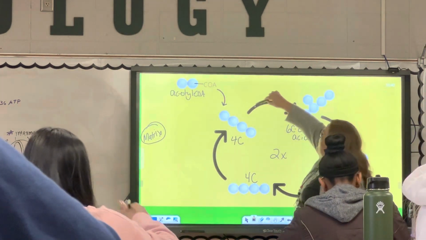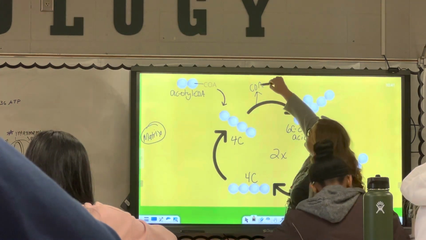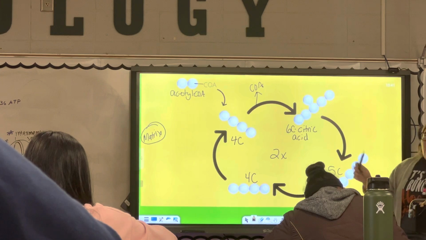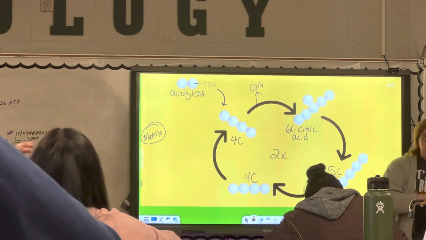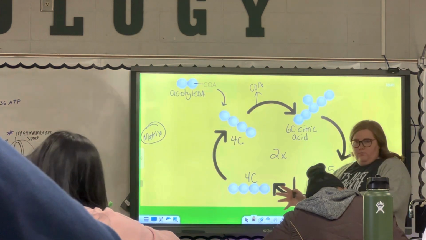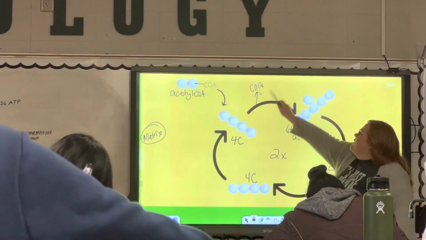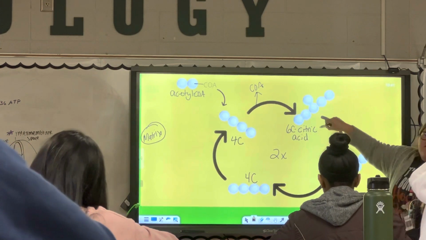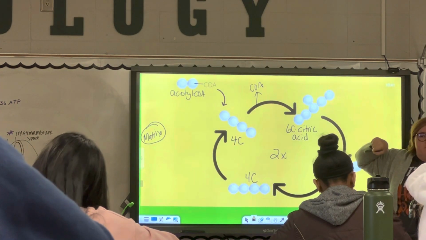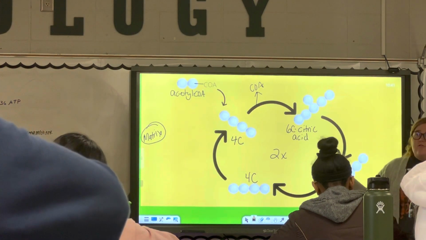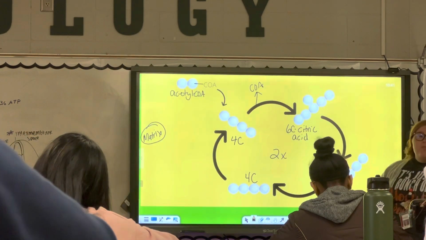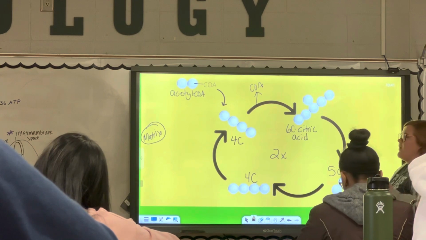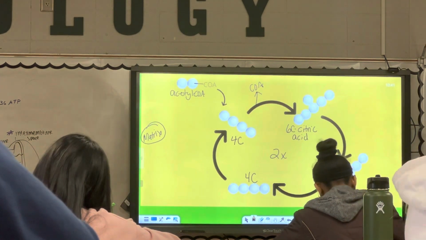Okay? And then after it joins, CoA is going to leave the cycle. Why? Because it's a tugboat. All it did was bring it in, drop it off, and now it's going back to pick up another acetyl. So it's going to leave the cycle and do that. And now we're left with citric acid. What's the other name for Krebs cycle? Citric acid cycle. So the whole purpose of this is to take citric acid, break it down. And we're going to make electron carriers out of it.